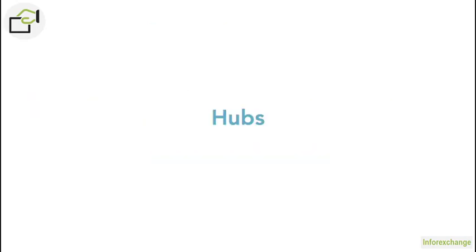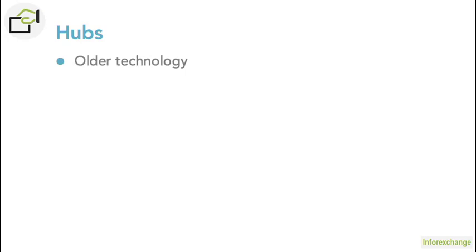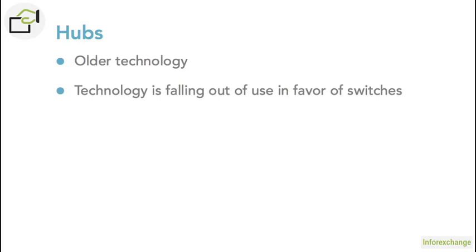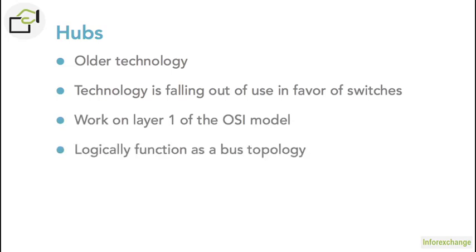The next type of device I'd like to talk about are hubs. Hubs are an older technology that you won't see too much of anymore, and that's because hubs are basically falling out of favor in preference to the more modern switches. The hub actually worked on layer 1 of the OSI model. Also, logically, the hubs functioned as a bus. What that means is a signal that came into a hub would then be broadcasted to all the other devices connected to the hub, thereby generating a bus topology.